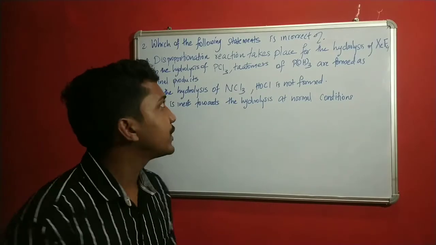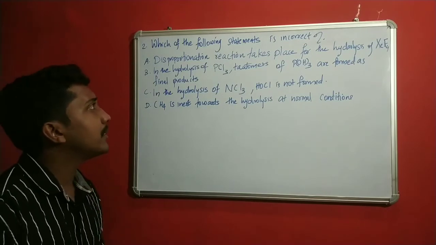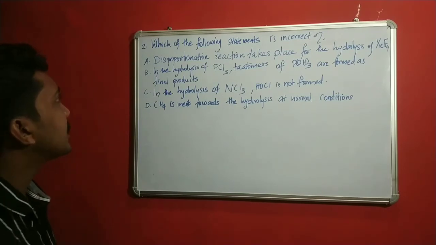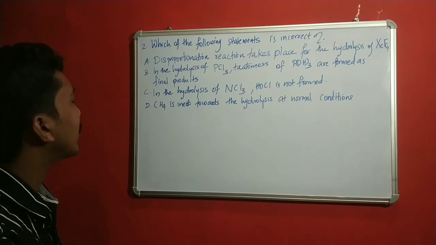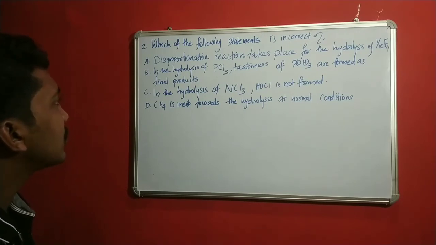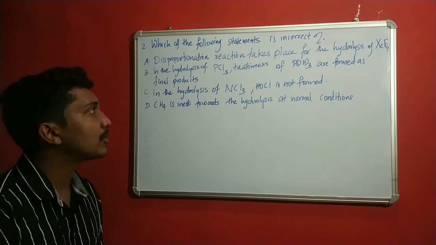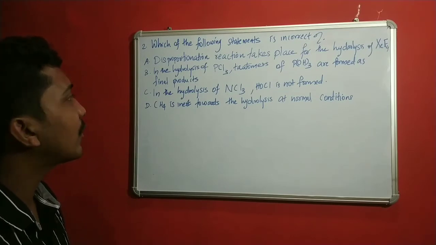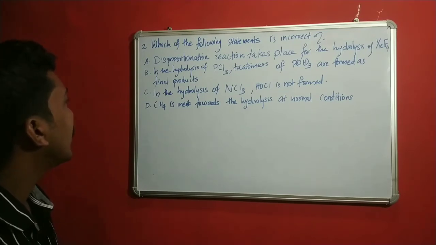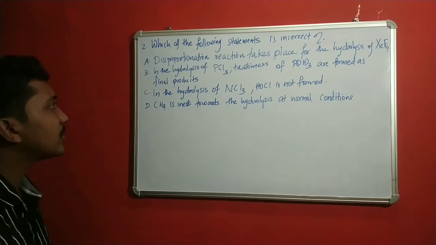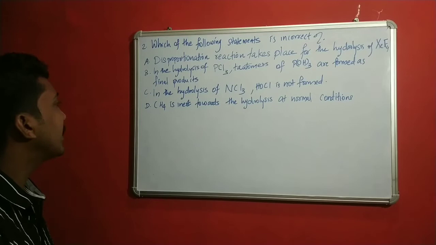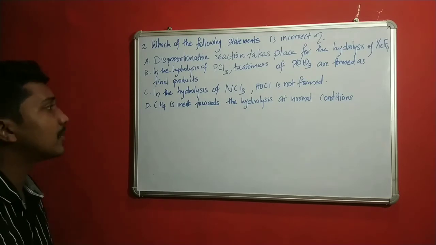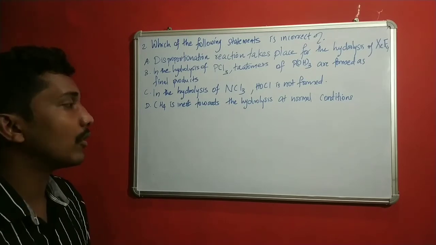Hi, our question is, which of the following statements is incorrect? Option A, disproportionation reaction takes place for the hydrolysis of XeF4. Option B, in the hydrolysis of PCl3, tautomers of P(OH)3 are formed as final products. Option C, in the hydrolysis of NCl3, HOCl is not formed. Option D, CH4 is inert towards the hydrolysis at normal conditions.